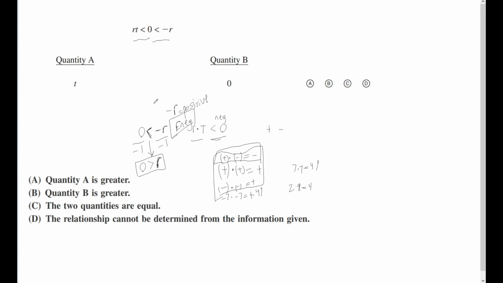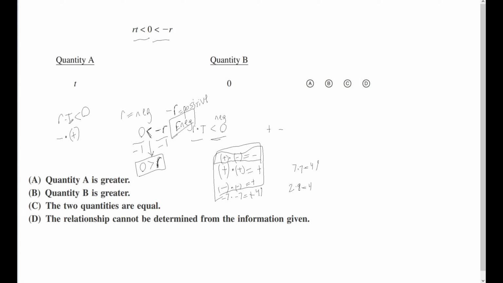Now that we have found out that r is less than 0, and we also know that you need a positive and a negative to get a negative number, now we're in business. We know that r has to be negative, and we know that r times t has to also be less than 0, or negative. Then we know that a negative multiplied by something has to be less than 0, which means this has to be positive. A negative multiplied by a positive equals a negative. A negative multiplied by a negative equals a positive.